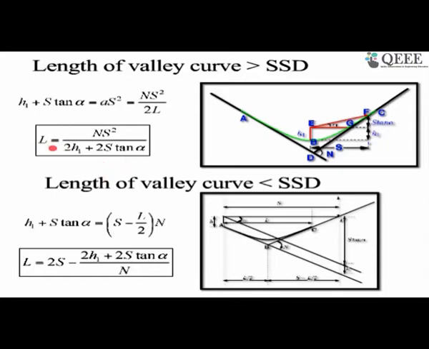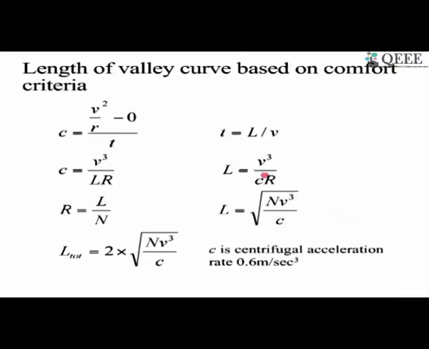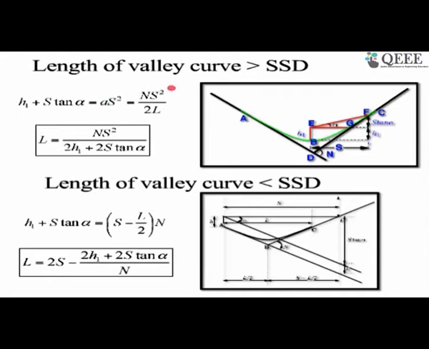Suppose it is not meeting due to the comfort criteria which we had discussed earlier, then you have to revise the length, and based on the revised length you have to find the revised sight distance, and based on the revised sight distance you have to go back and see if you really need to impose some speed limit on that particular curve.